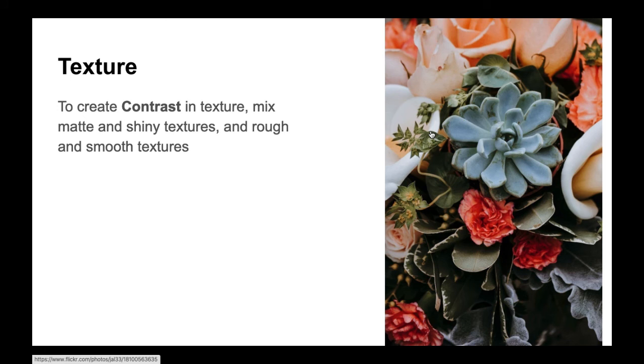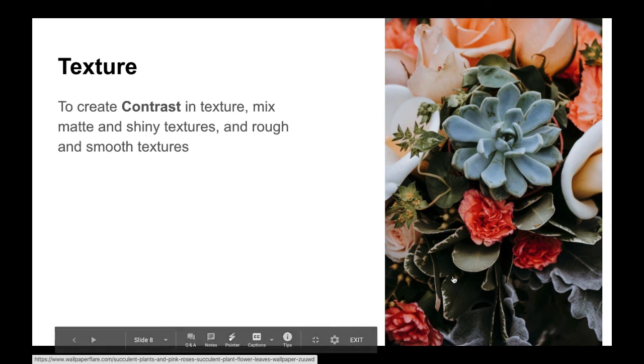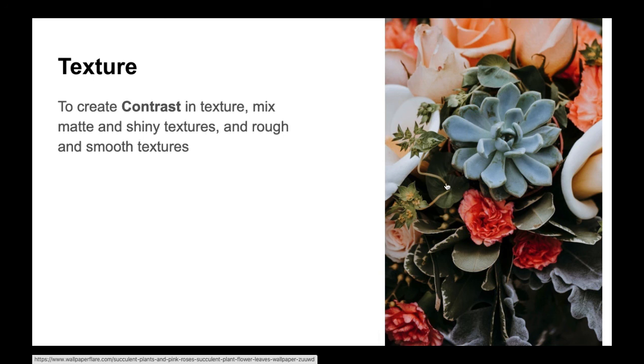And then we can also use texture to create contrast. So to create contrast with texture, we're going to mix matte textures. So remember, matte textures don't reflect a lot of light. They're very flat looking. And we can mix those with shiny textures. So we do have some shinier textures, nothing really shiny in this photo, but we have a really nice mix of rough textures like these flowers, and then smooth textures like the leaves and especially this little succulent right here. So that is how you create contrast in art.